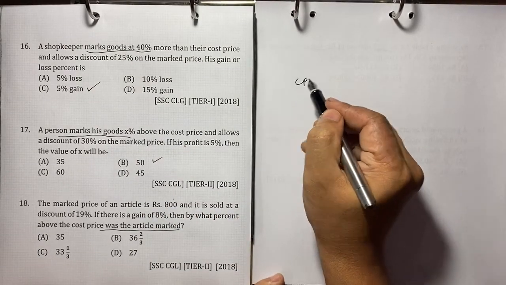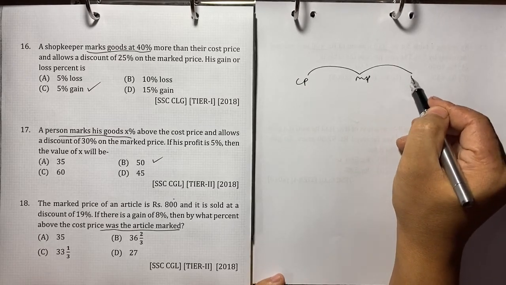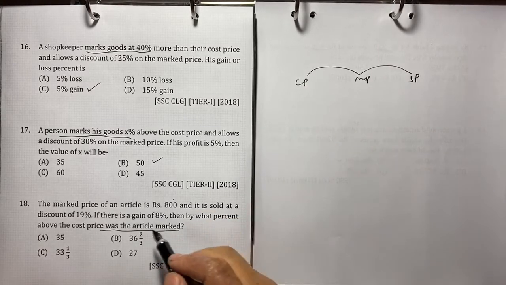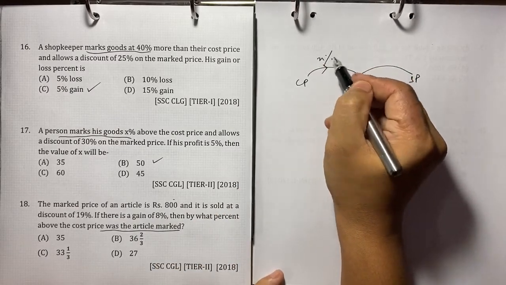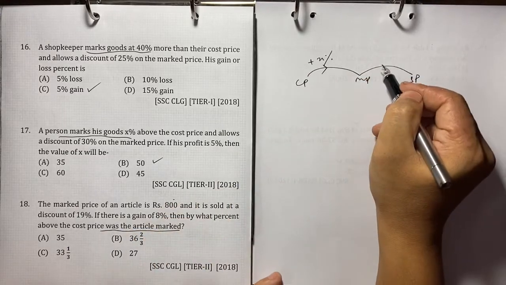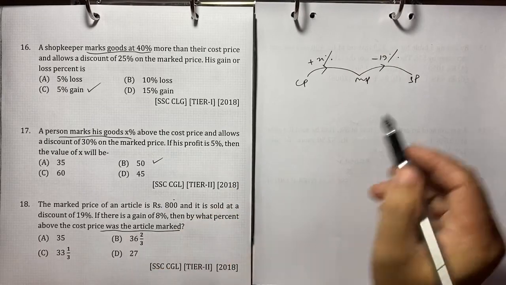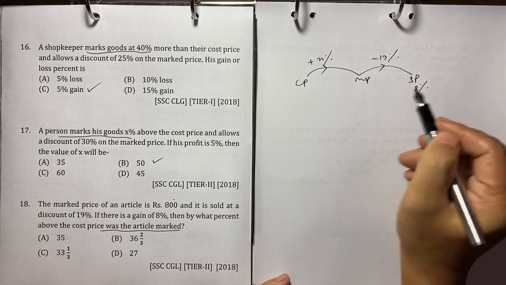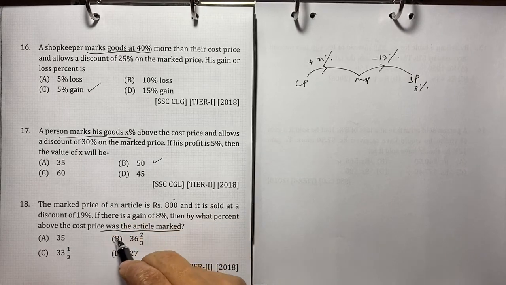Okay, cost price, mark price, discount, selling price. The question is: by what percent above the cost price was the article marked? We don't know, so let's call it X percent. Discount is minus 19%, and there is a gain of 8%.